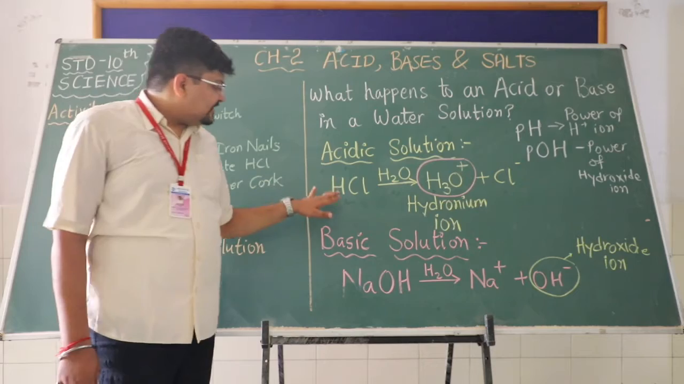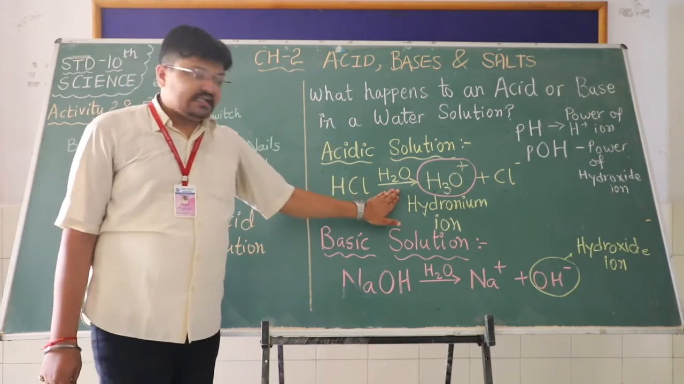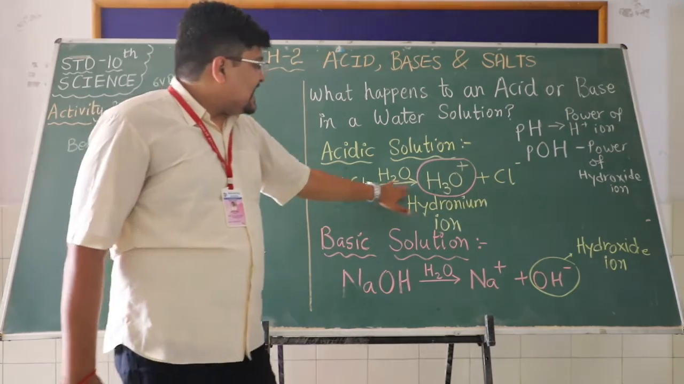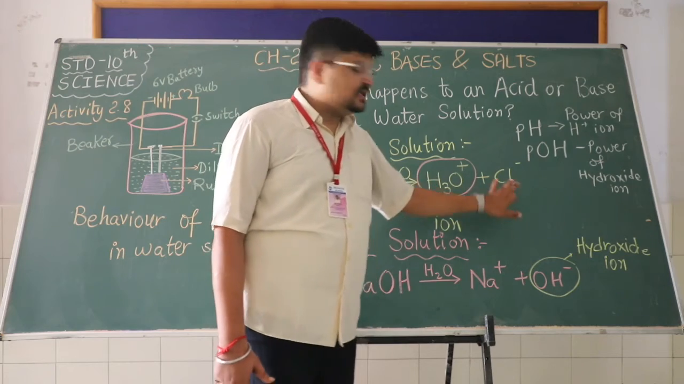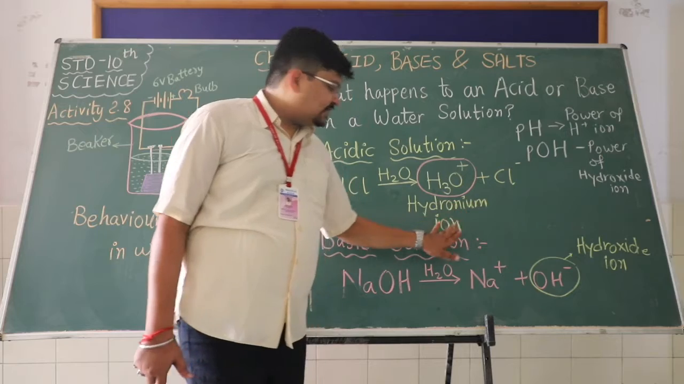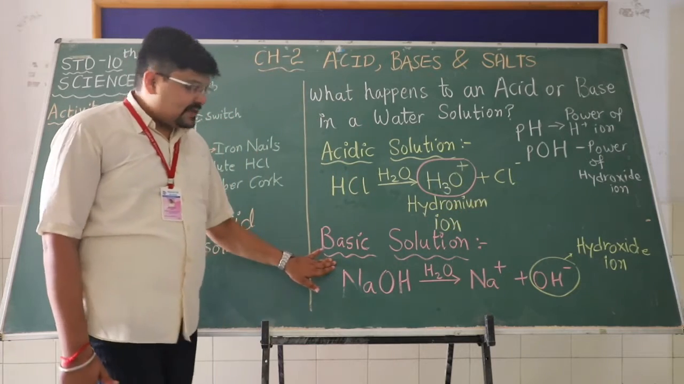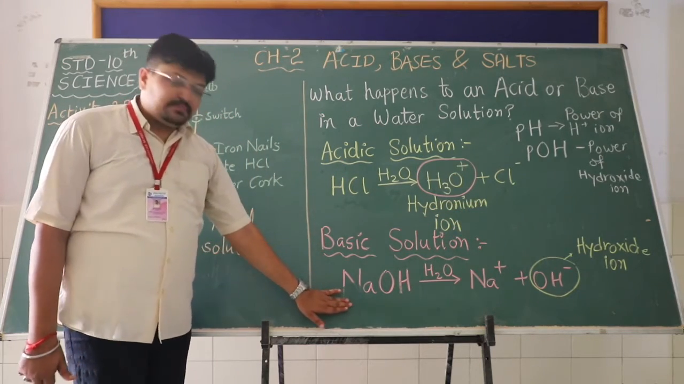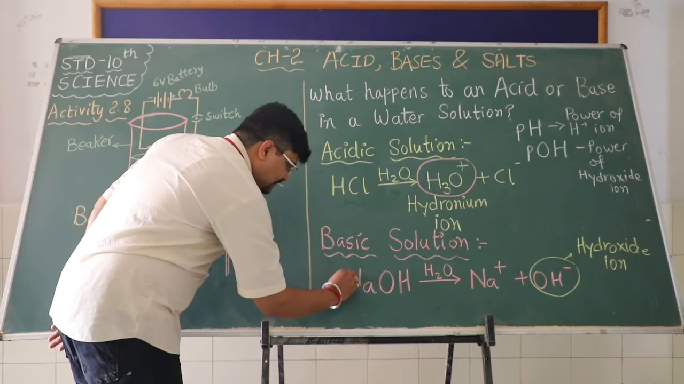For the acidic solution I have taken HCl, so H2O hydrolysis: H3O plus ions will be dissociated and Cl minus will be dissociated. This H3O plus is also known as the hydronium ion. In the same way, if it is a basic solution, I have taken the example of NaOH. You can see over here NaOH.